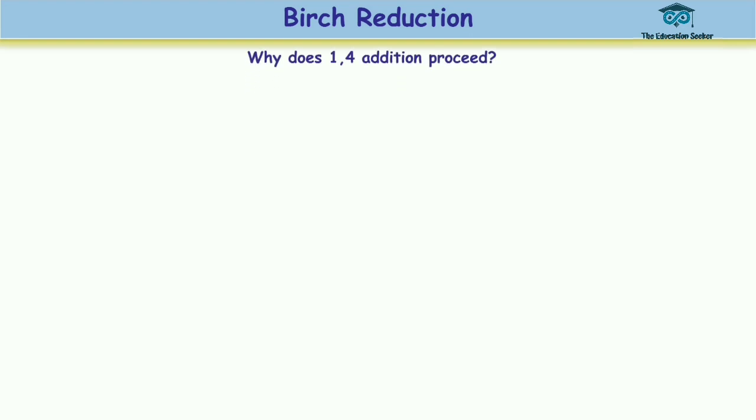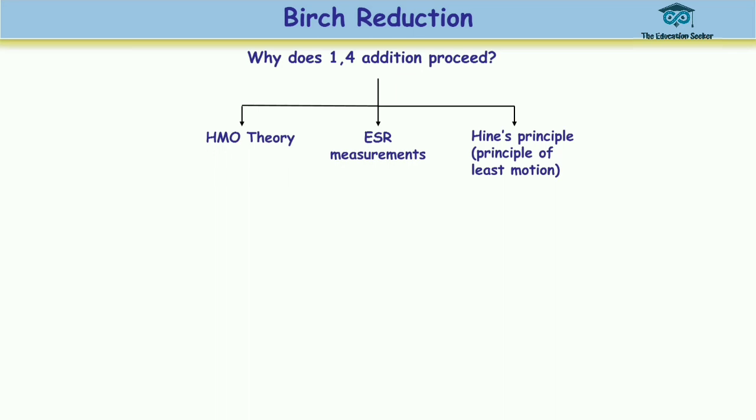Now why does 1,4 addition proceed in preference to 1,2 addition? This is really an important question. In order to explain it, I will first apply Huckel molecular orbital theory and do some quantum mechanical calculations, the second one is ESR measurement, and the third one is Heine's principle, that is the principle of least motion. I think this principle is going to give you a more logical explanation in favor of the 1,4 addition product. So let us start with HMO theory.